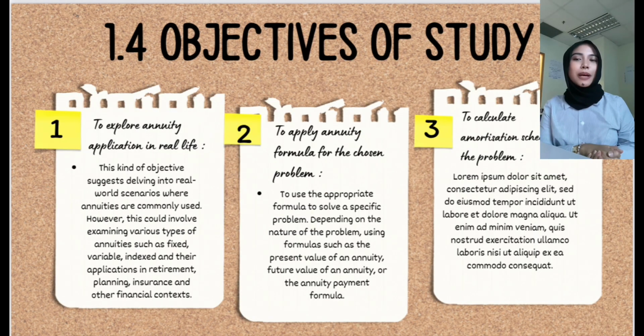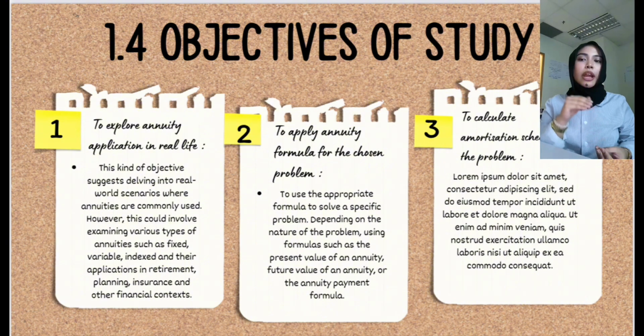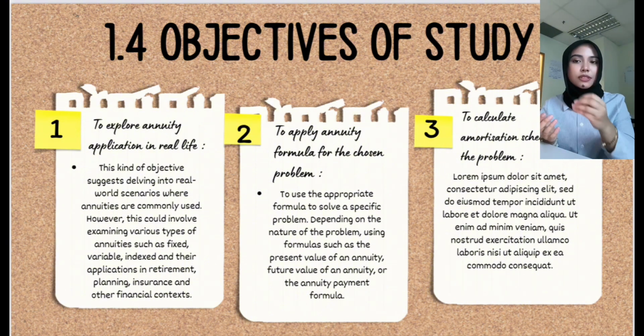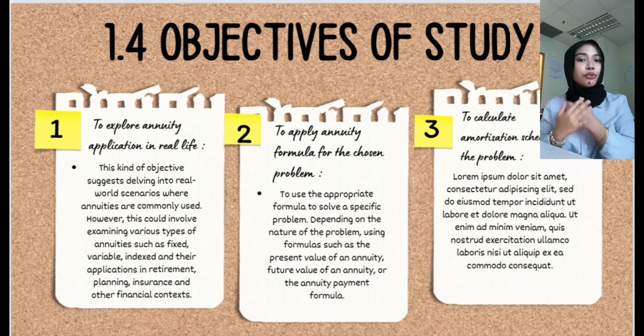The last point is about the objectives of study. The first one is to explore annuity application in real life. This objective suggests delving into real-world scenarios where annuities are commonly used. This could involve examining various types of annuities such as fixed, variable, and index, and their application in retirement planning, insurance, and other financial contexts.